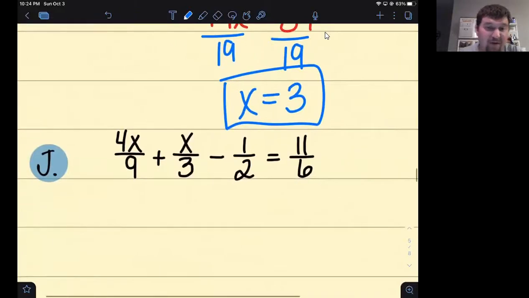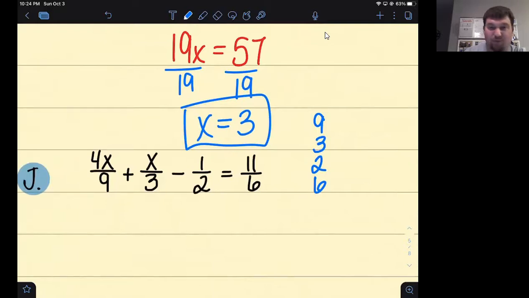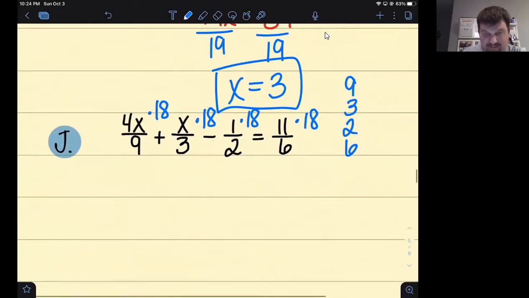This again would be very difficult to do if I was using all of the fractions, but I'm going to multiply by the least common denominator. The first multiple that 9, 3, 2, and 6 all have in common is 18. 18 is a multiple of all of them. It's the lowest multiple of all of them. So I'm going to multiply, and I'm going to distribute the 18 to every term on both sides. Everything's going to get multiplied by 18 here.